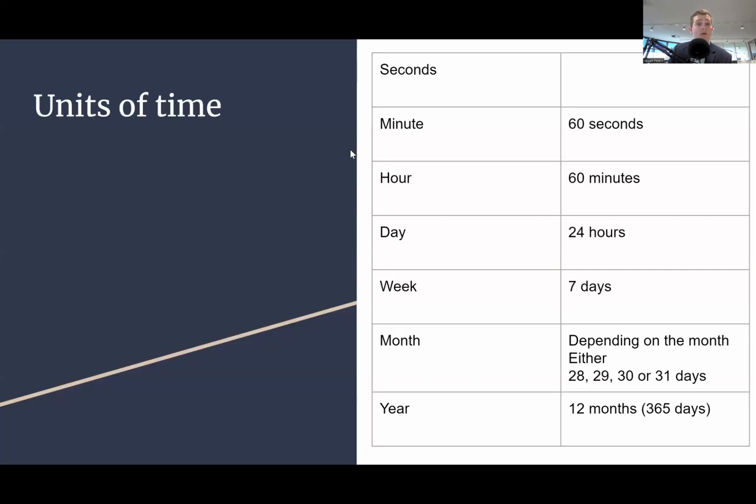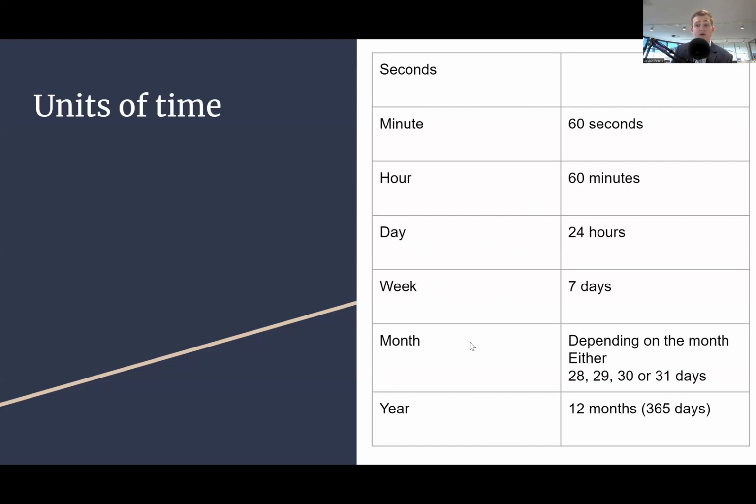So, units of time. We always start with the smallest unit and work our way up. So we've got seconds. That brings us to a minute, which is equivalent to 60 seconds. That brings us to an hour, which is equivalent to 60 minutes, which brings us to a day, which is 24 hours, a week, which is 7 days, a month.